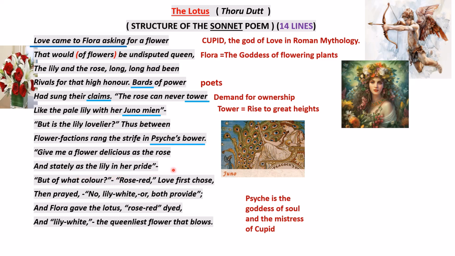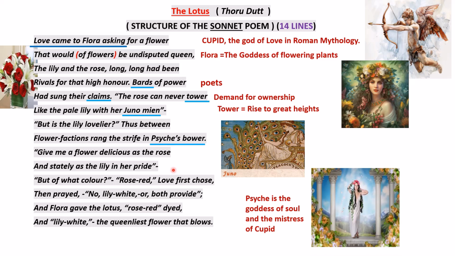So love is asking Flora to give a flower which is delicious. Delicious means, yeah, this is a picture of Psyche. Delicious we think means only tasty, but it also has another meaning, pleasing to the eyes, which is beautiful also. So which is delicious as rose and stately as the lily in her pride. Stately means royal, high rank. So he's asking for both the qualities possessed by a flower.